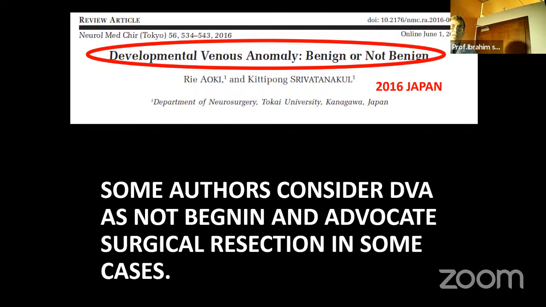I'd like to hear your views about what to do with a DVA that bleeds. Do you go for any treatment, or do you go for whatever you do for those bleeding DVAs, not associated with anything?